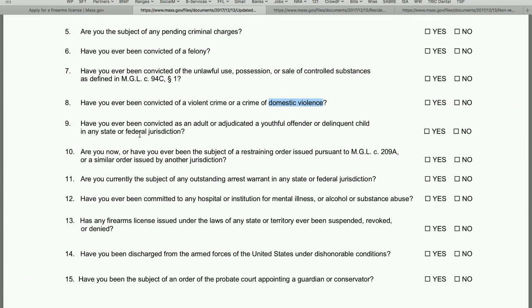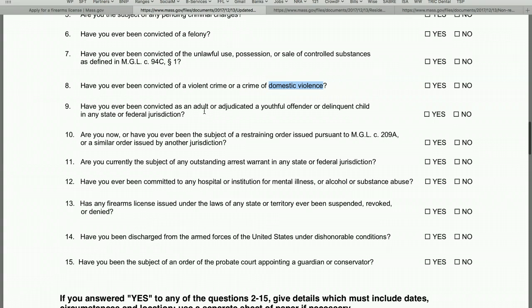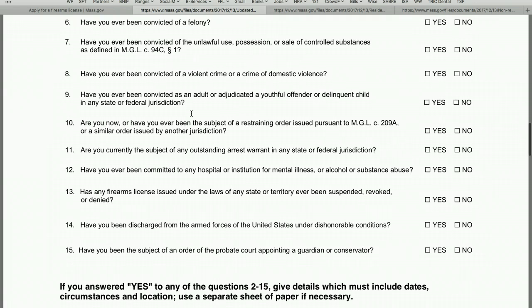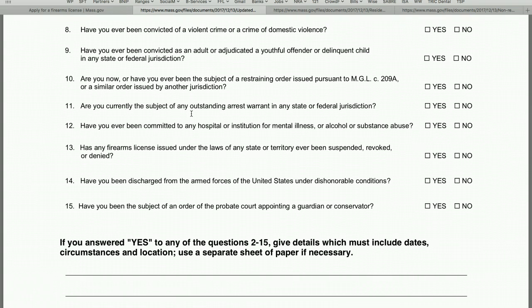All right. So next question we have: have you ever been convicted as an adult or adjudicated as a youthful offender or delinquent child in any state or federal jurisdiction? So this is for people who run into a lot of issues as a teenager, okay? For me, when I first applied for my license to carry, I had some stuff as a teenager, but they told me that when I turned 18, the cases would be sealed. And they were all minor things, like trespassing and stupid things like that, not any serious charges, but I thought I was going to be clear and I was good.